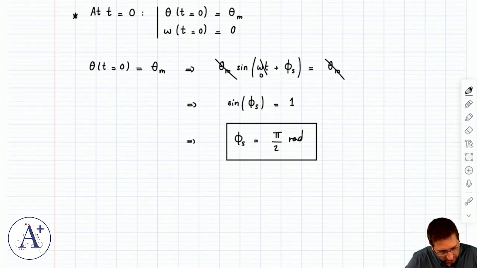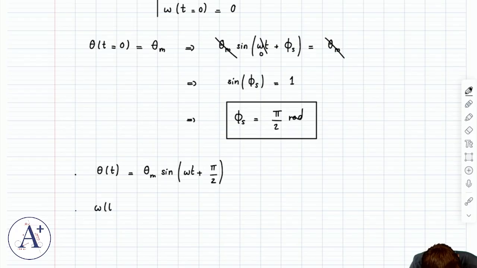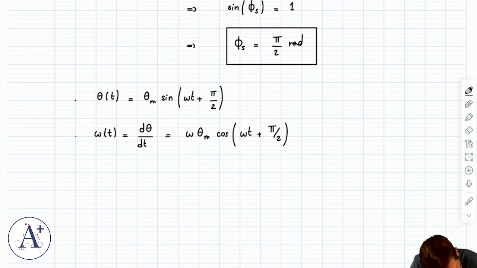Okay. Well, if that's the case, then I'll take theta, which is theta m sine of omega t plus pi over 2, and I will compute omega. This is the angular velocity again, it's d theta dt, because if I do that, then I can plug in t equals 2 and see if it's positive or negative. And if it's positive, then we're going counterclockwise. If it's negative, we're going clockwise. Okay, so I get omega theta m cosine of omega t plus pi over 2.